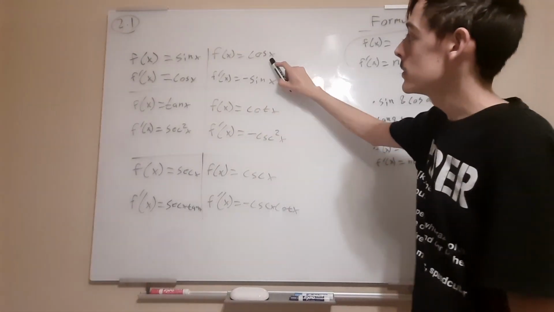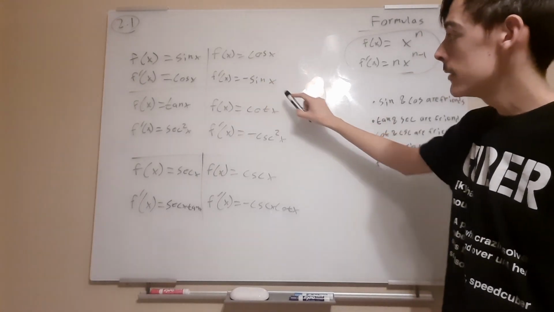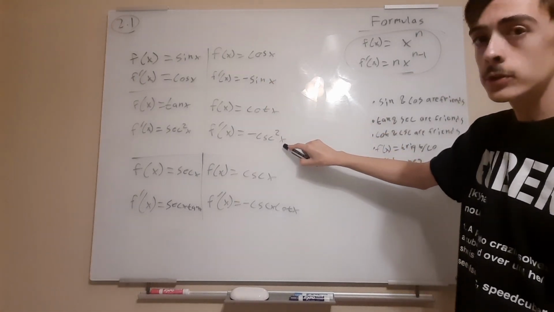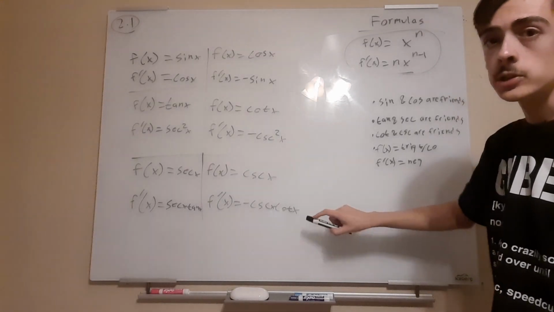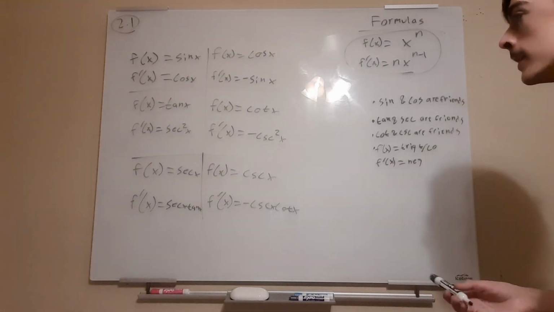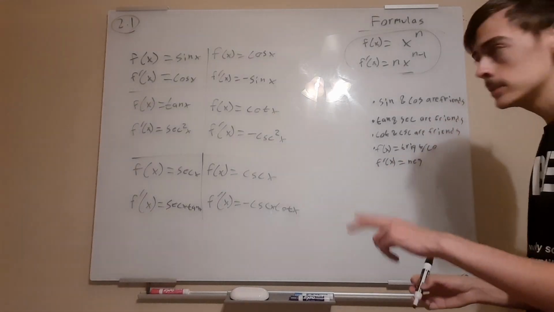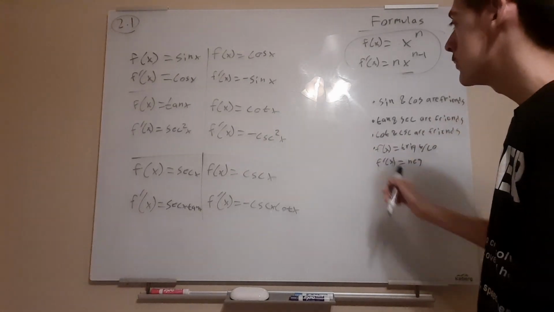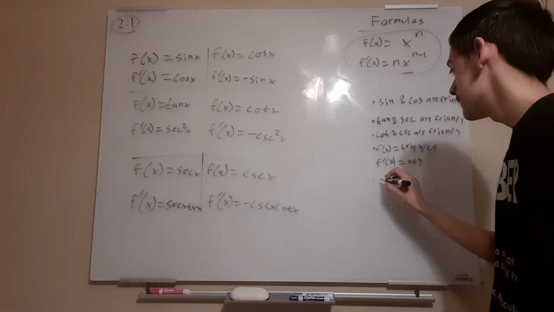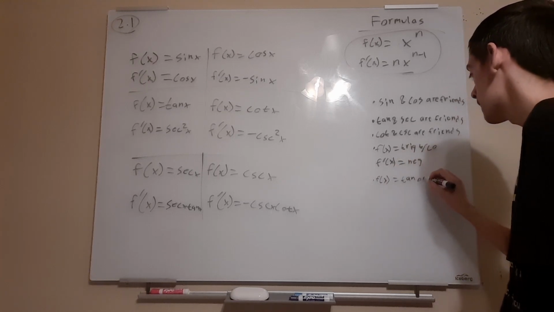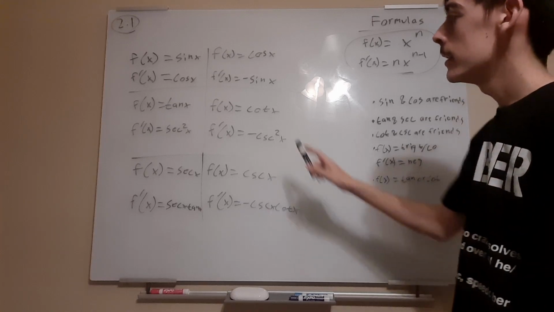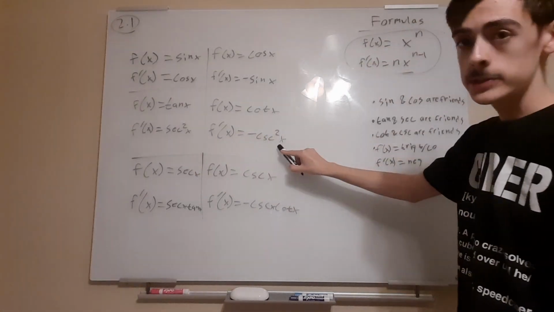So notice, we derive cosine, we get negative sine. If we derive cotangent, we get negative cosecant squared. And if we derive cosecant, we get negative cosecant cotangent. So that's another thing we have to know. And there are 2 more kinds of things. So notice that if we derive tangent or cotangent, then both of their derivatives are going to be squared.